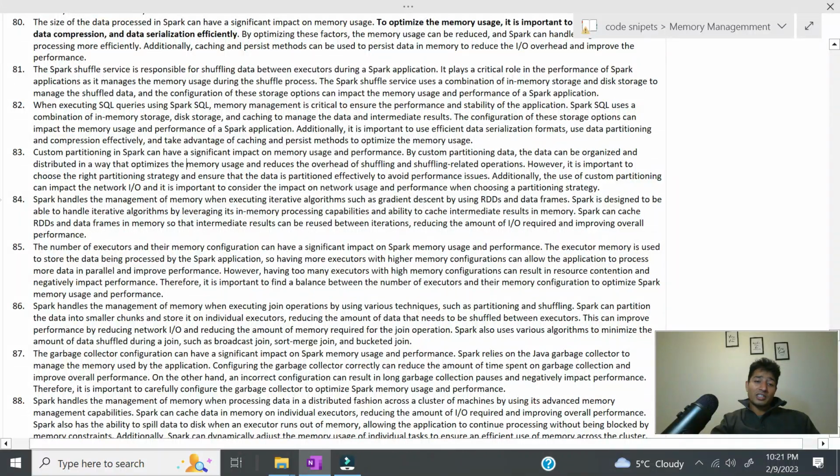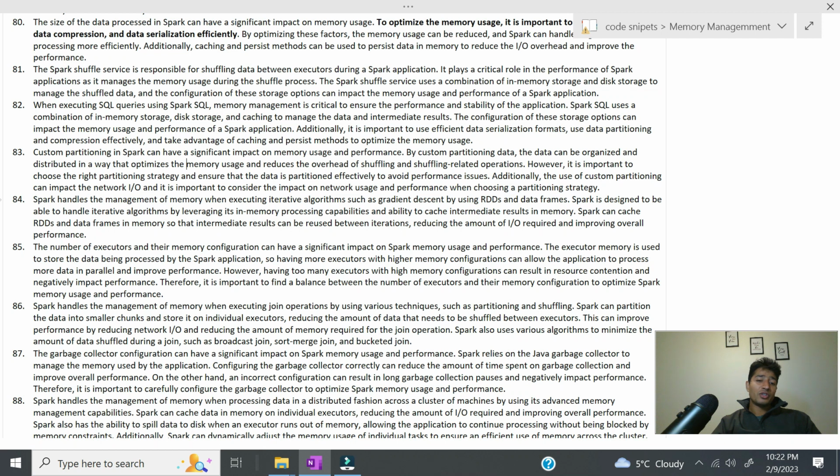How will custom partitioning impact the memory usage? By custom partitioning, data can be organized and distributed in a way that optimizes memory usage and reduces overhead. Obviously, we as users are deciding the custom partitioning, so most of the time, if you are doing it judiciously, it will benefit you, right?